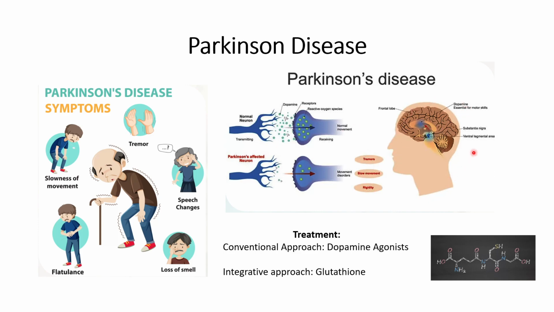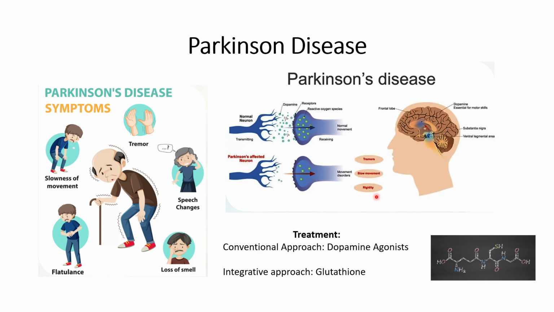In the brain figure, it is shown that dopamine is present here, and it is essential for motor skills, that is, for movement skills. What happens in the Parkinson affected neuron is that the dopamine is not enough. With time, with age, the amount of dopamine decreases. Because of this, it will not be able to bind to the receptors, so it will not give enough signals for normal movement. That leads to movement disorders such as tremor, slow movement, and rigidity.